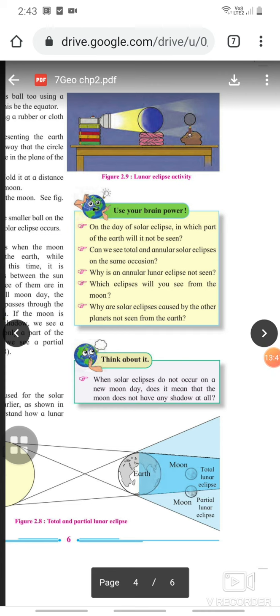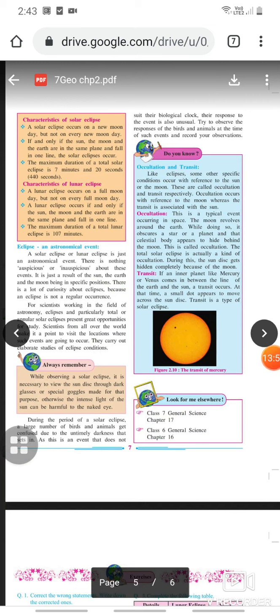There is another question for you which you have to think about. It is, when solar eclipses do not occur on a new moon day, does it mean that the moon does not have any shadow at all? Think about it. Okay, so now read about the characteristics of solar eclipse. First is that a solar eclipse occurs on a new moon day, but not on every new moon day. Second is, if and only if the sun, the moon and the earth are in the same plane and fall in one line, the solar eclipse occurs.